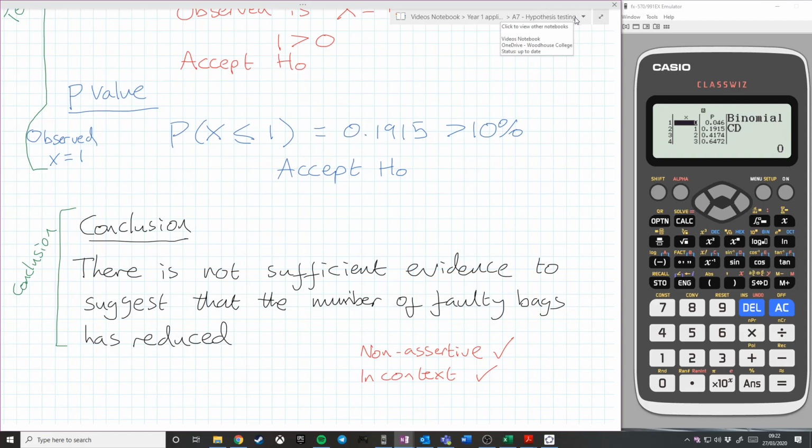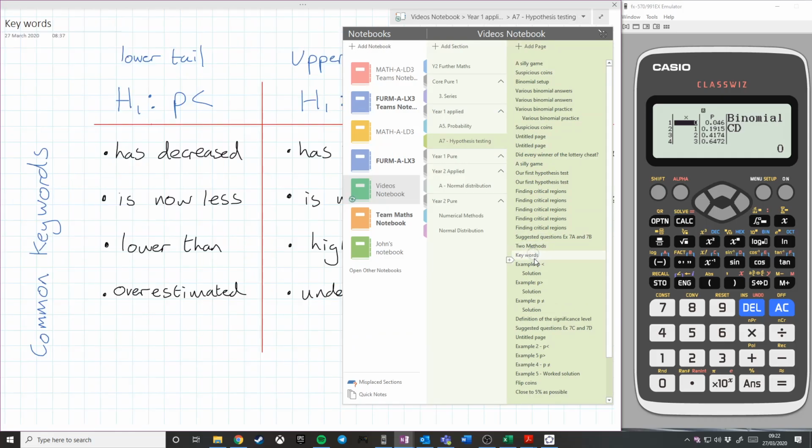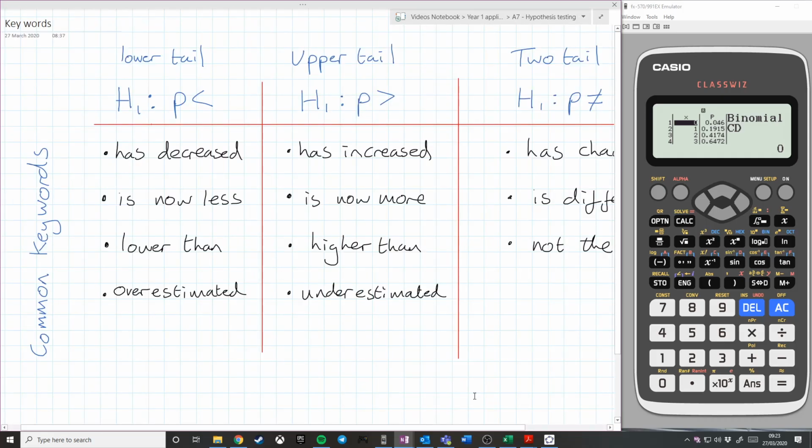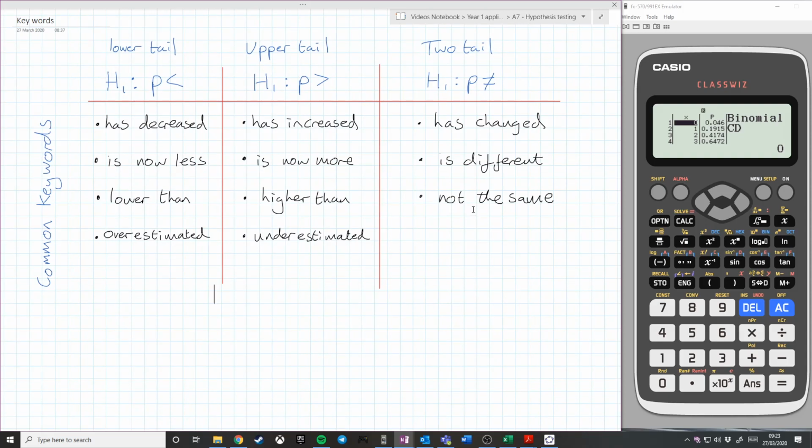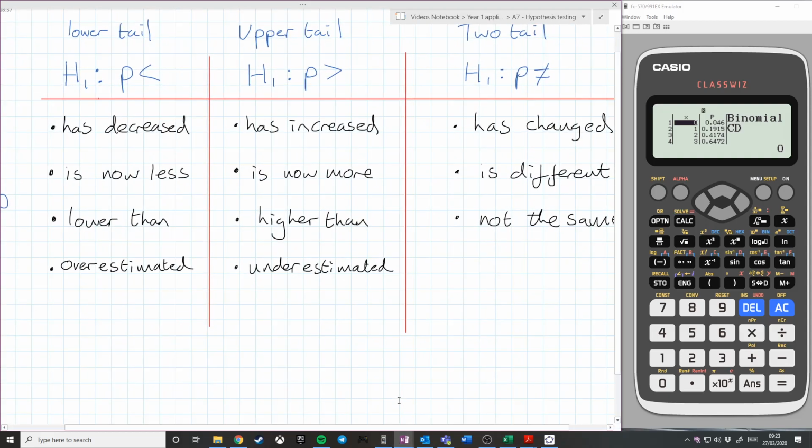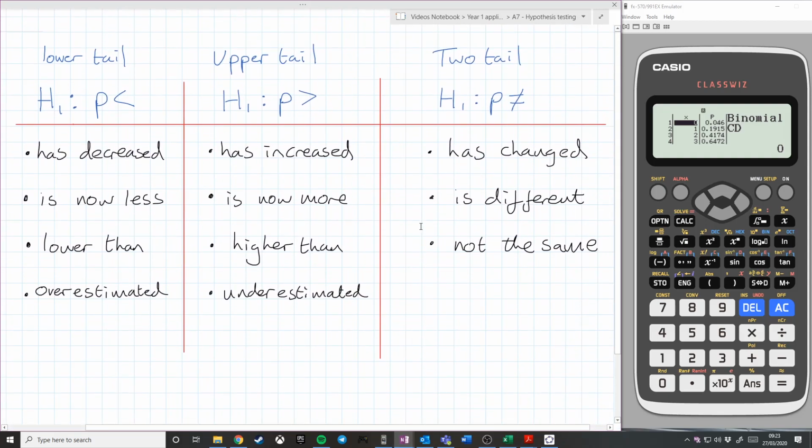Okay, what about the words that make us decide whether it's going to be less than, greater than, or not equal to? Well, I've got some keywords up here on the screen to help you. If it ends up being a less than or equal to, you could see has decreased, or is now less, or is lower than. If it's a greater than, you might see has increased, is now more, or is higher than.